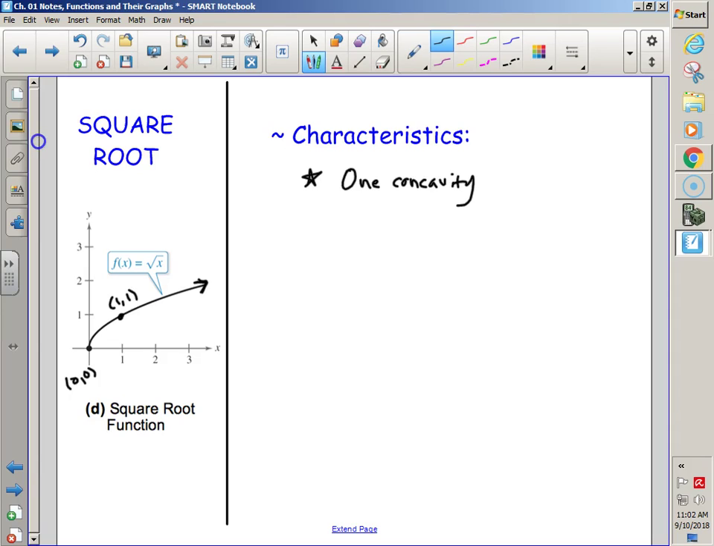1, 1. What would be the next nice point? Well, 2, square root 2. Mrs. Leon could give us a decimal equivalent, but 3 and square root 3, 4 and, I like 4. There we go. 4 and 2. I totally just realized I did not put reference points.